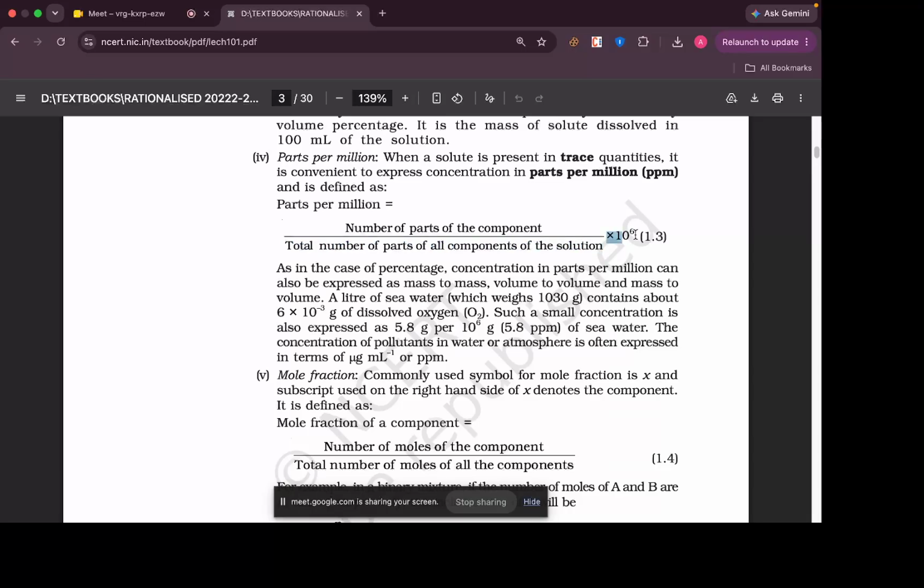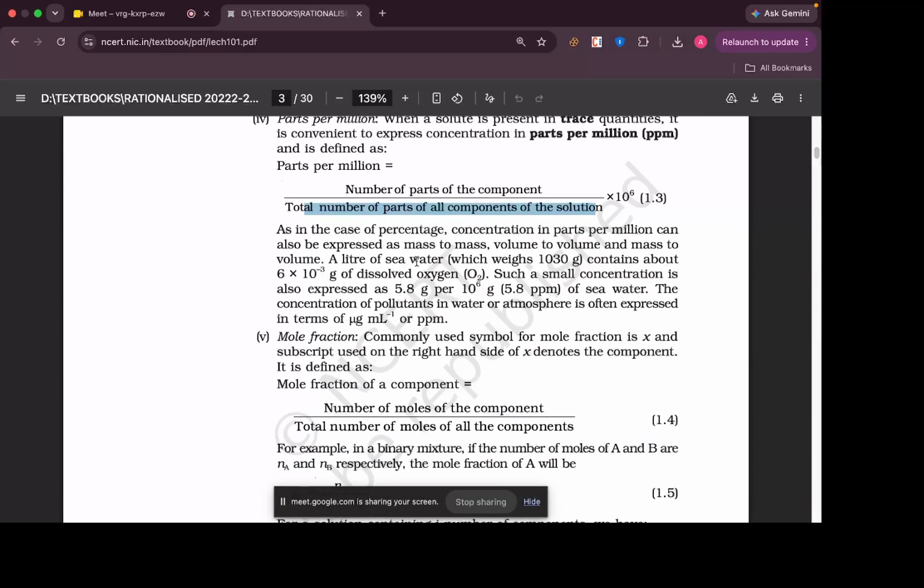Now you will say, sir, what is this 10 to the power 6? It is denoted by a million. That's why we are using 10 to the power 6. If we use billion, then it will change; it will not be 10 to the power 6. So this point we have to remember: when we are talking about million, we have to use 10 to the power 6. Here we will have the number of parts of the trace quantity, divided by the total number of parts of all the components of the solution. Done. Next.